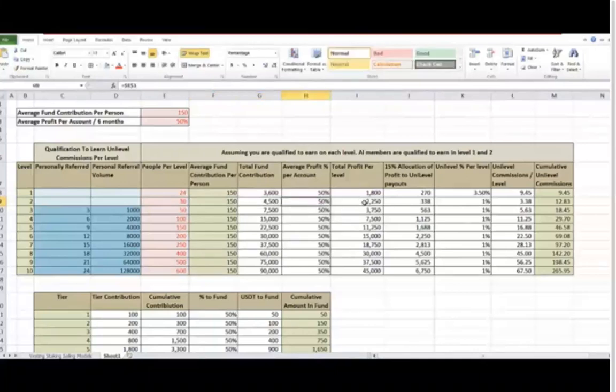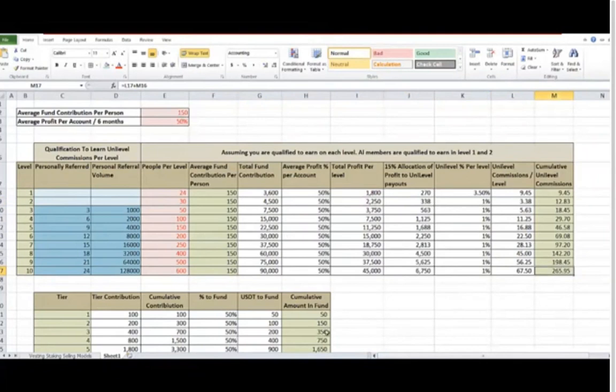On my second generation, I've got 30 people, average 150, so 4,500 contribution, 50% profit. That's $2,250 of profit being made. 15% of that from the performance fee is 338. I get 1%, so I've got $3.38. So you can do the maths here and you can see that I would have made $265.95, completely passive earnings.